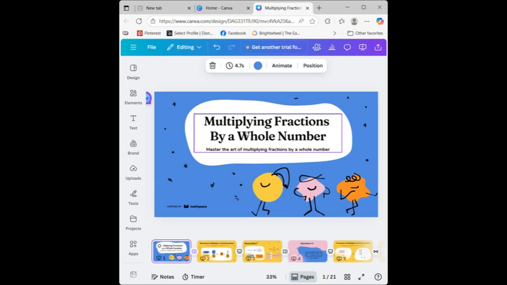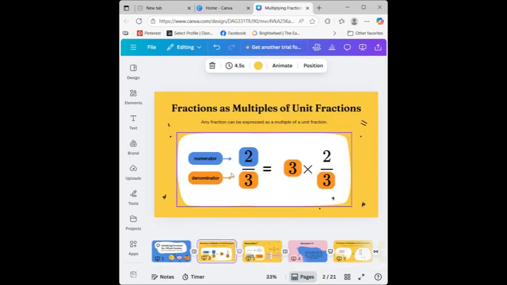We are going to discuss multiplying fractions by a whole number. Before we start going over the questions, we have to remember that the numerator is the top number and the denominator is the bottom number. So in 2/3, the numerator is 2 and the denominator is 3.